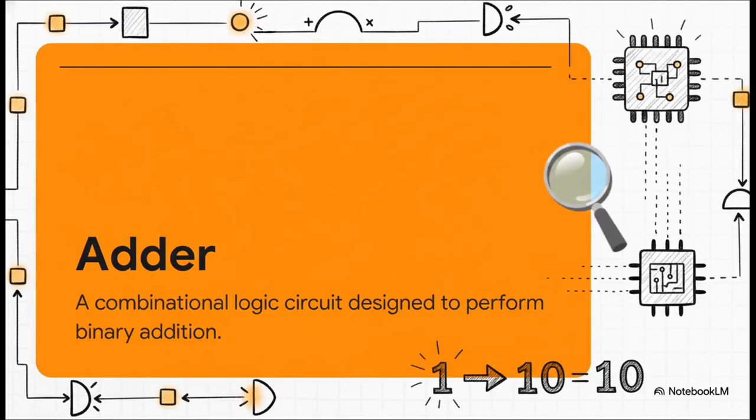Well, the answer lies in this little hero, the adder. An adder is a special kind of digital circuit, and its one and only job is to perform addition using binary code. Yep, the language of ones and zeros. This thing is the fundamental building block for all arithmetic inside your processor.